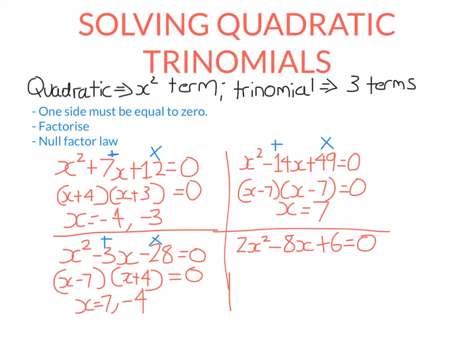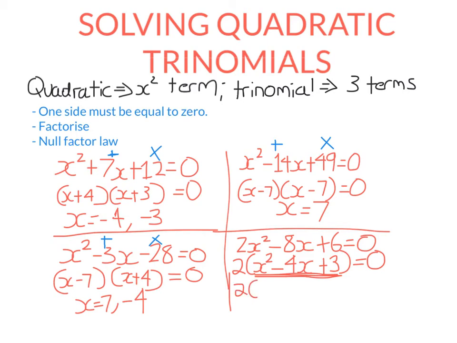Here the common factor is 2, we write it out the front. So what do I times by 2 to get 2x squared? X squared. What do I times by 2 to get negative 8x? Is negative 4x. What do I times by 2 to get to positive 6? And that's 3. Now I have a quadratic trinomial here. So I'm going to leave the 2 alone and just factorize what is in the brackets.